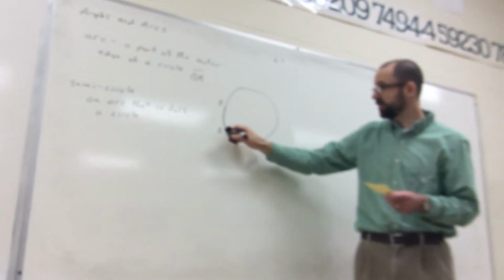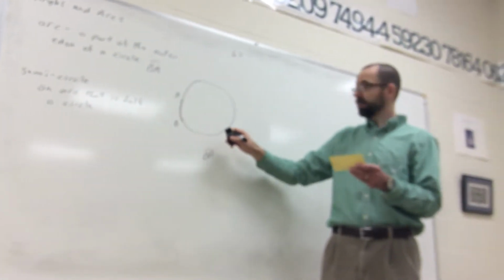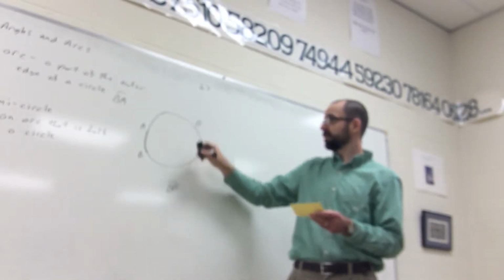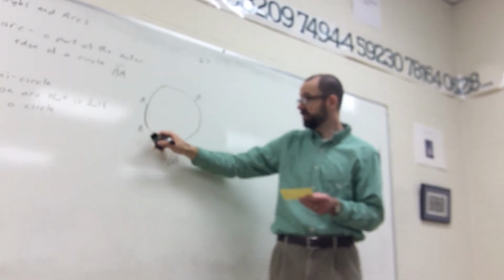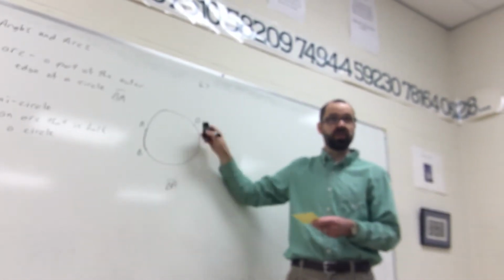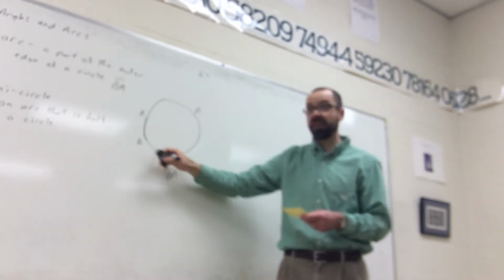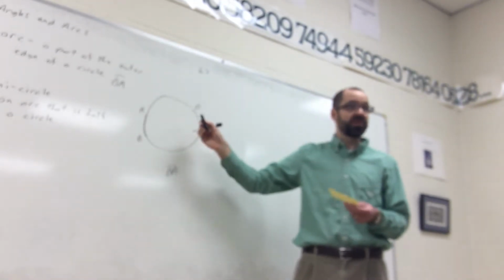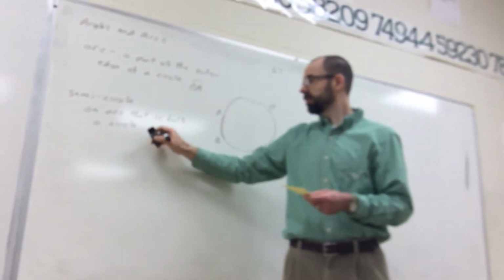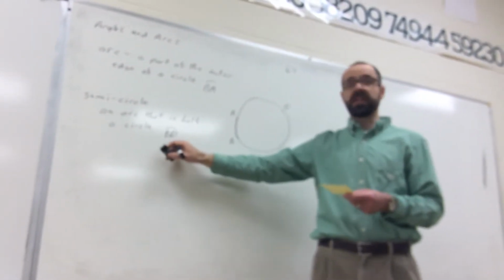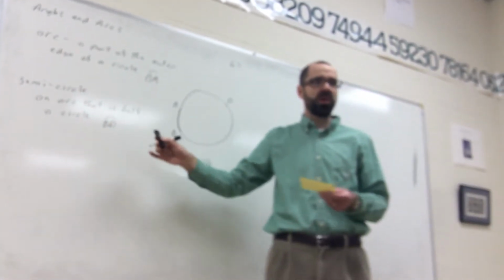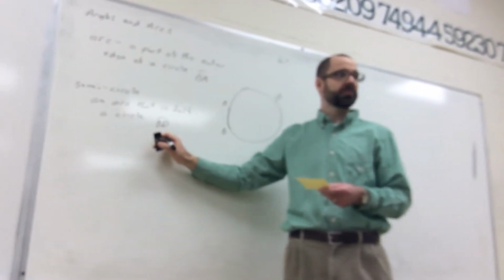So if I put D way over here, and I went from B to D, that would be an arc, because it's part of a circle, but it's also half the way around, so it's called a semicircle. So in the picture, BD is an arc, and it happens to be half a circle, so it's a special arc called a semicircle.